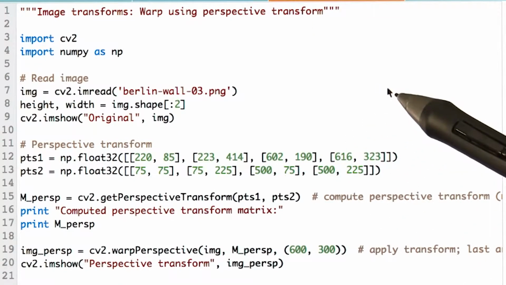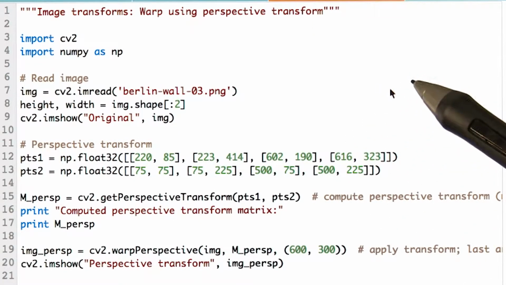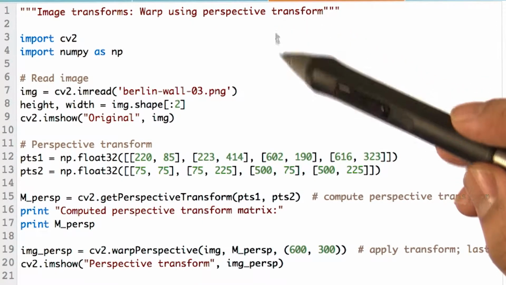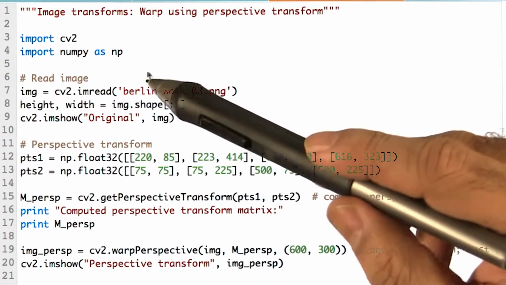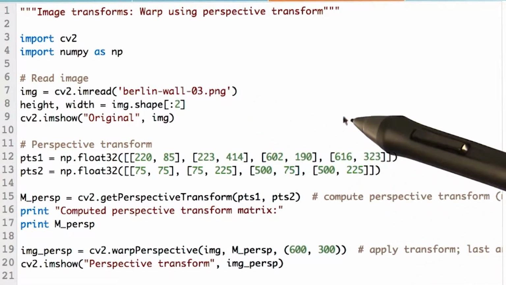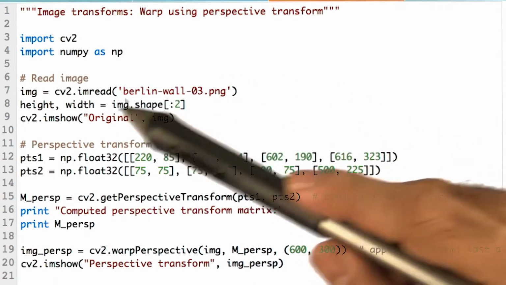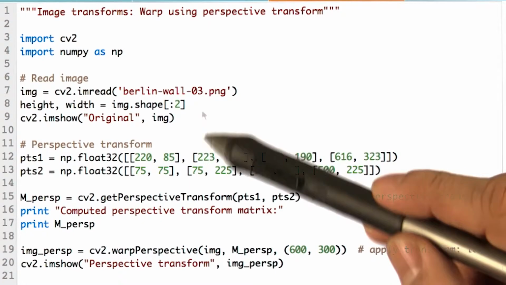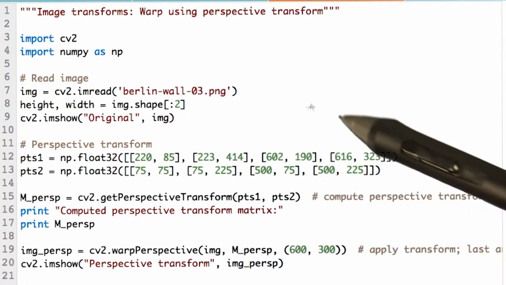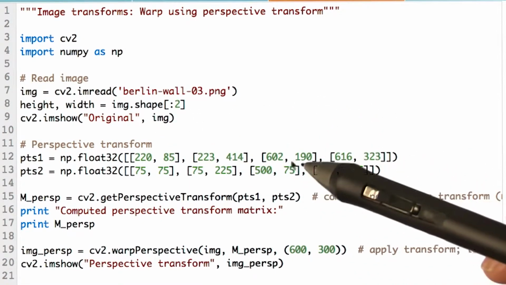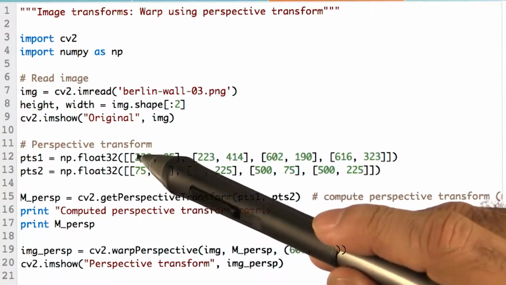So for my final example, let me now showcase the perspective or projective transformation of an image. Again, the usual things. Here, just to be different, we're going to play around with a different image, the Berlin Wall image. We can actually compute the height and width and all of that kind of stuff here from the image itself. And again, it should be no surprise to you so far that now we need 4 points.